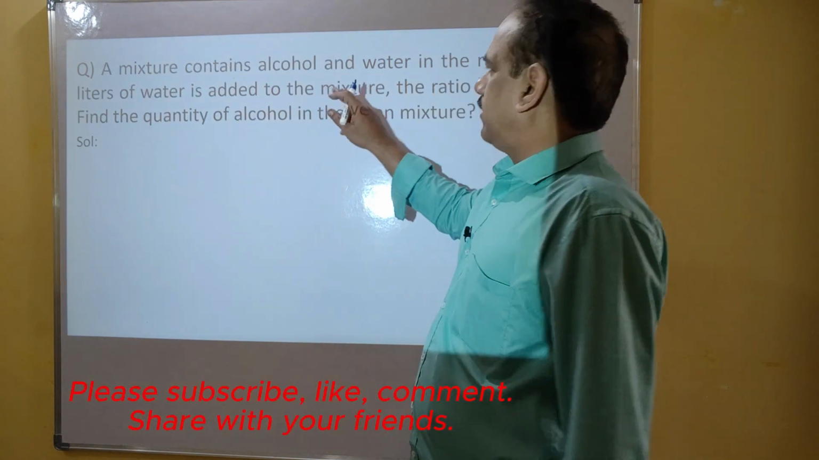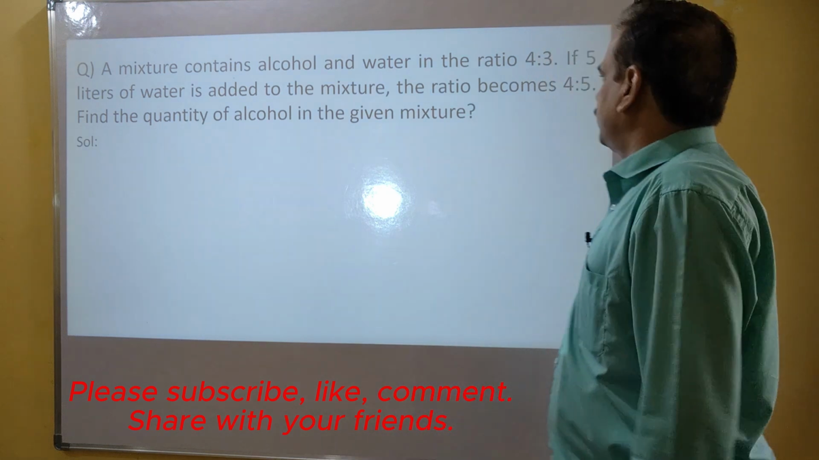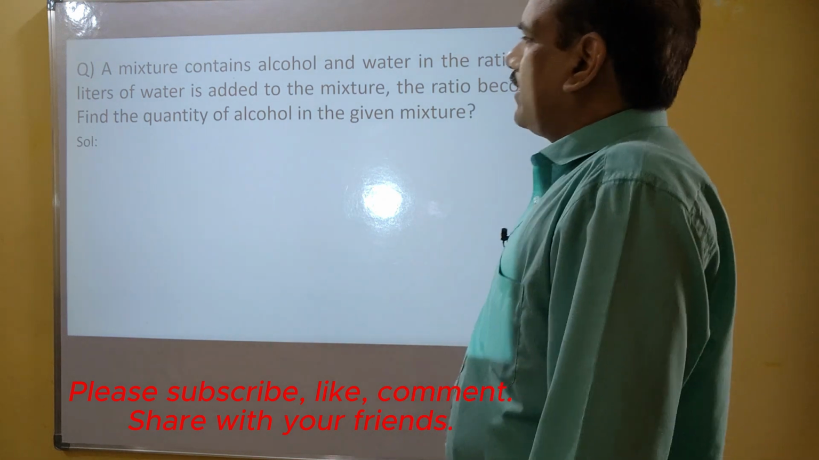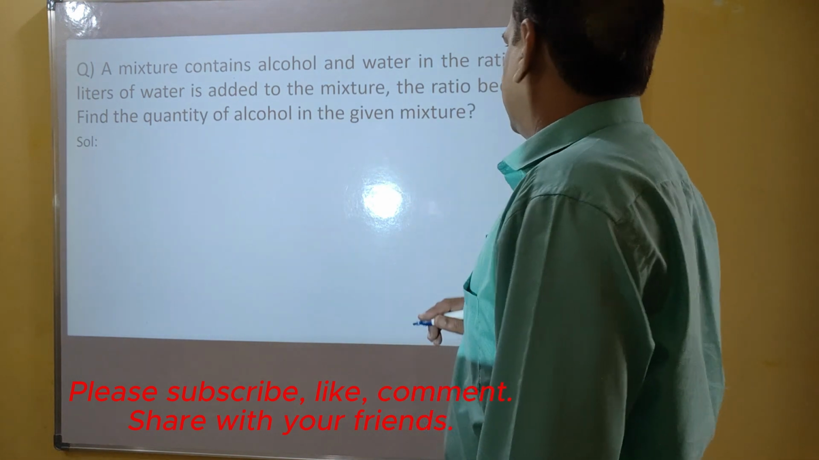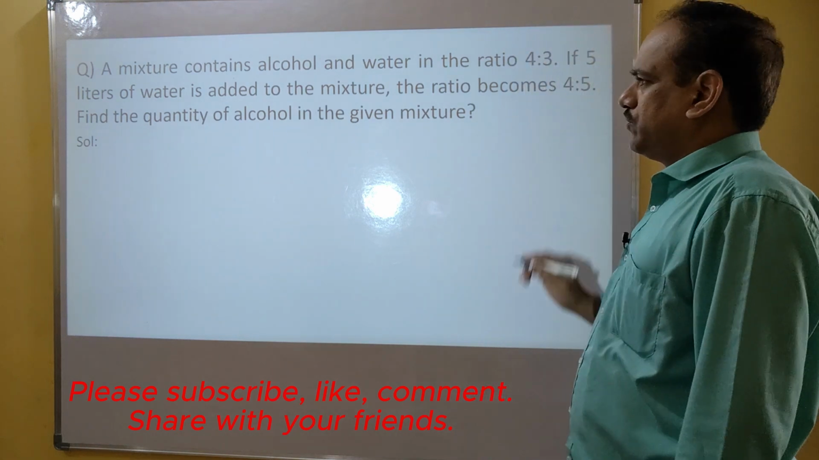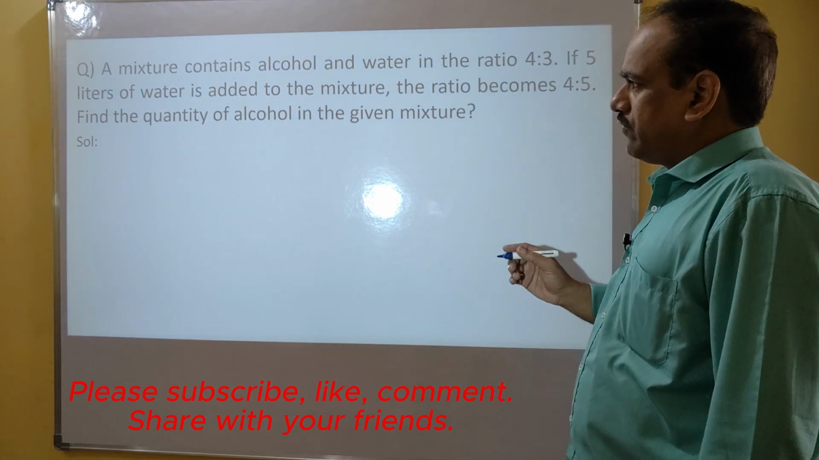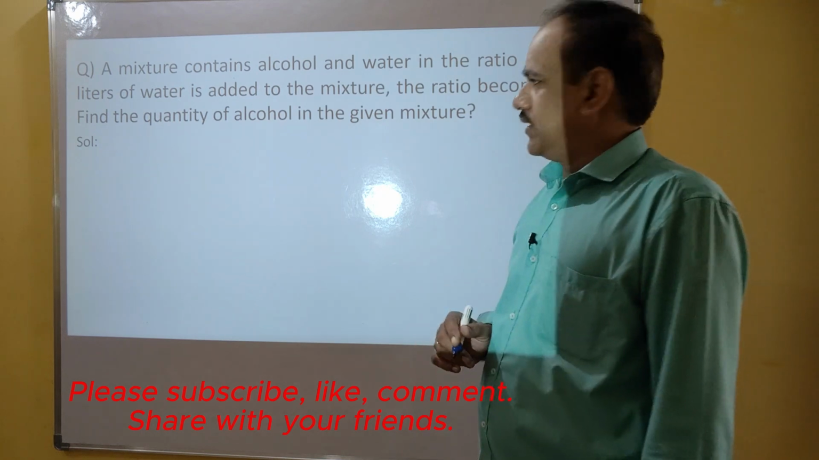A mixture contains alcohol and water in the ratio 4:3. If 5 liters of water is added to the mixture, then the ratio becomes 4:5. Find the quantity of alcohol in the given mixture.